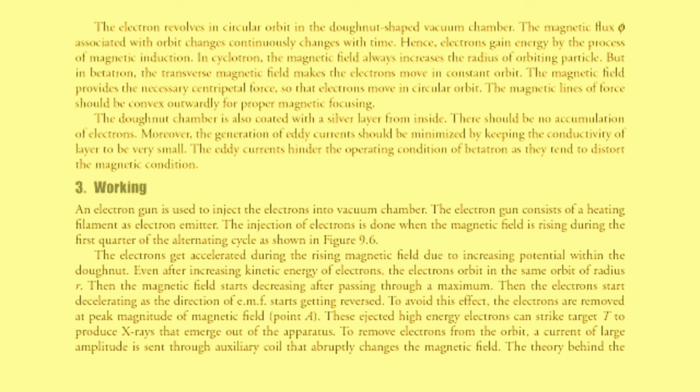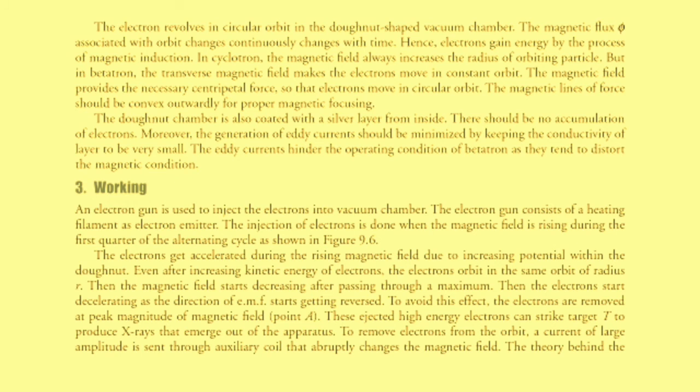Even after increasing kinetic energy of electrons, the electrons orbit in the same orbit of radius r, unlike in the case of the cyclotron where the radius of the orbit is continuously increasing, right? Then the magnetic field starts decreasing after passing through a maximum. So after the maximum magnetic field, it will again start decreasing.